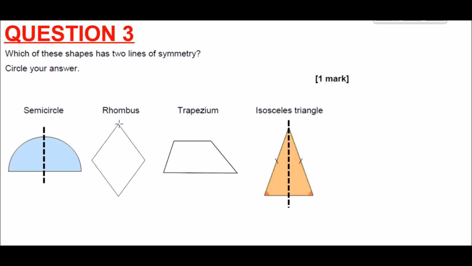But a rhombus will always have 2 lines of symmetry, one going across and one going straight down. And so the shape with 2 lines of symmetry would, in this case, be the rhombus. Got one line from top to bottom and another line going straight across. So that's the one we need to be circling.